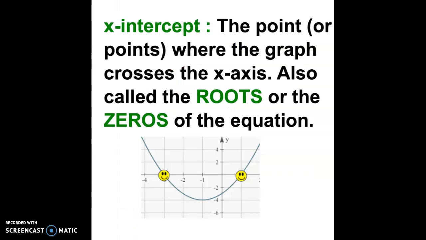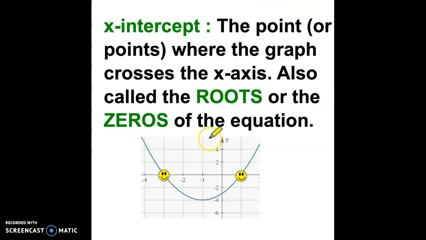Okay, another special point or points that we're going to talk about on a quadratic are the x-intercepts. So an x-intercept is the point or points where the graph crosses the x-axis. X-intercepts are also called the roots or the zeros of the equation. They're the solutions to the equations, the x values that make the equation equal to 0.